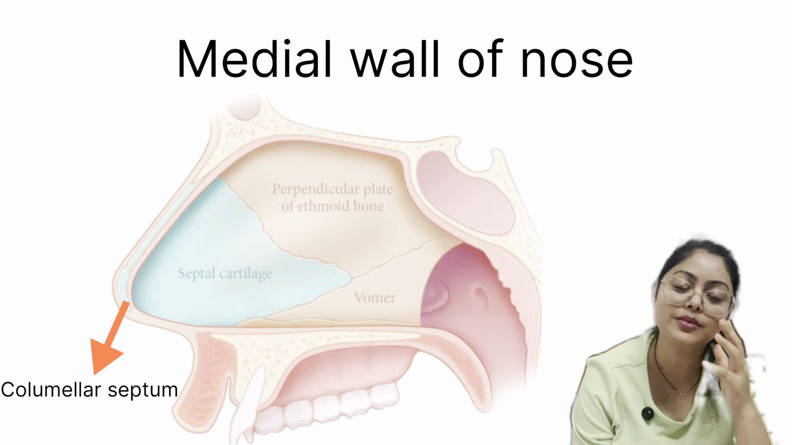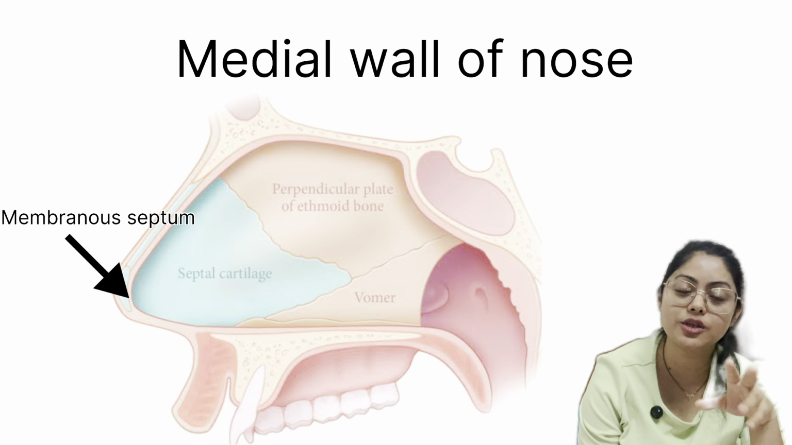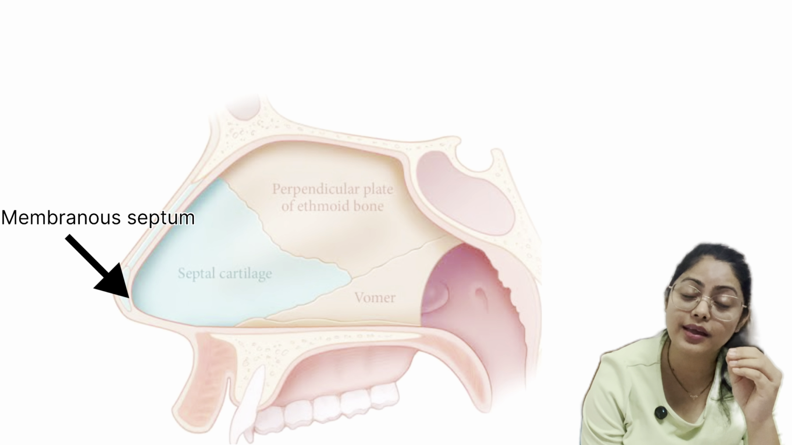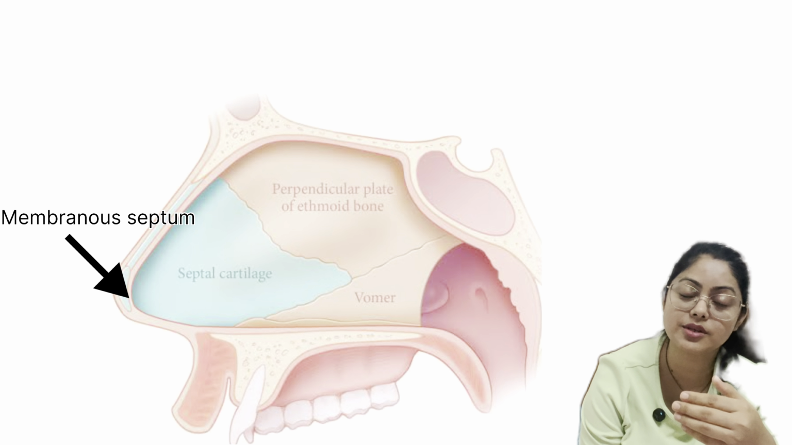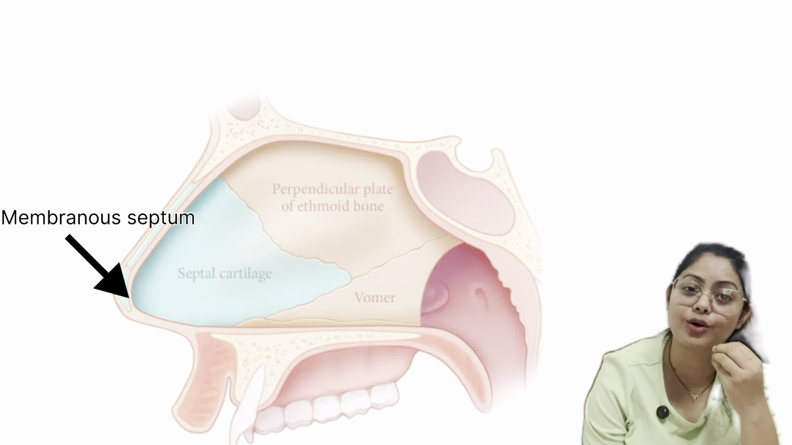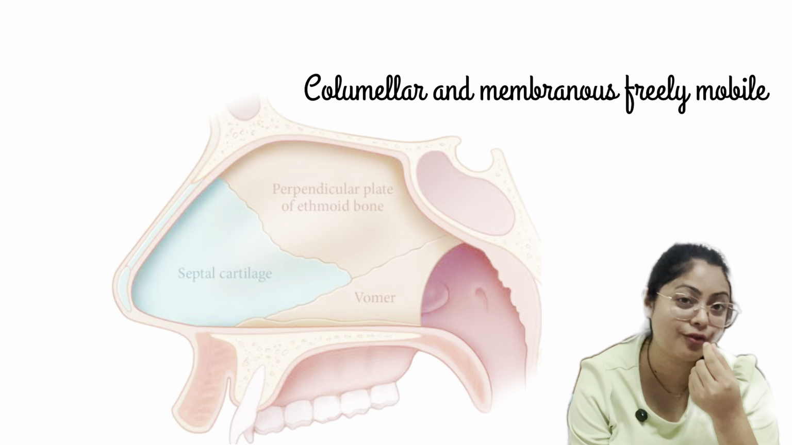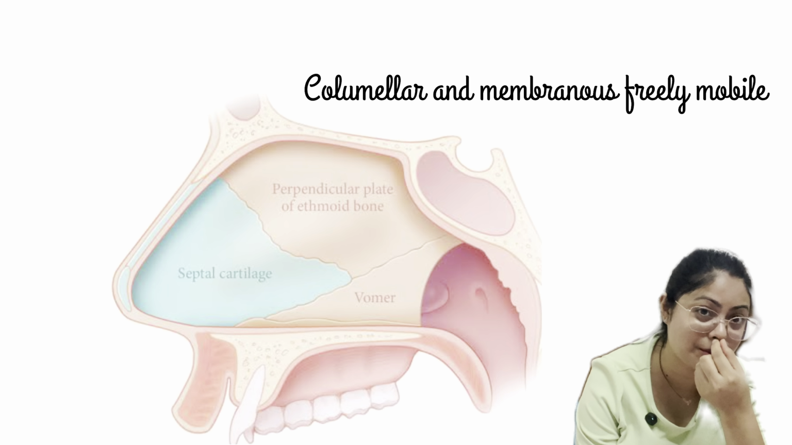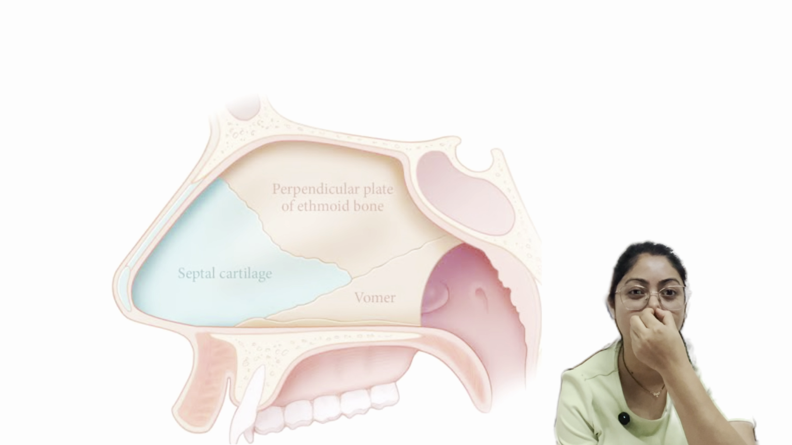The membranous septum is mainly formed by a double layer of membrane without any bone in between, and it occupies the region between the columnar septum inferiorly and the caudal end of the septal cartilage superiorly. Both the columnar and the membranous part are freely movable from side to side. We can move them from side to side. This part is the columnar and the membranous septum.